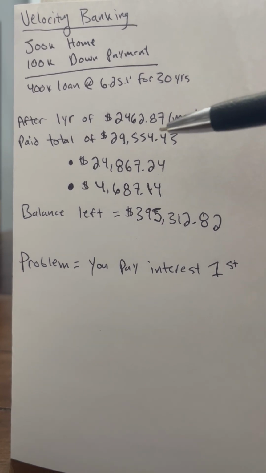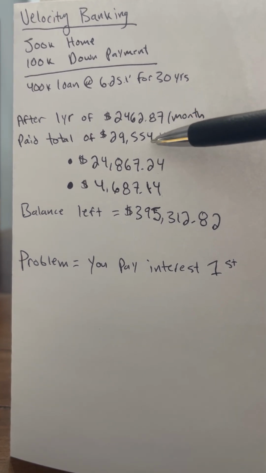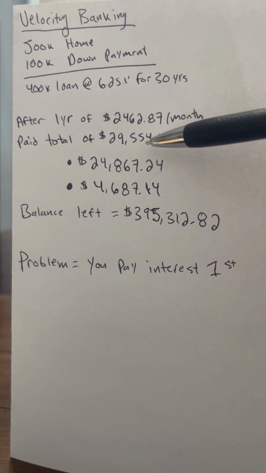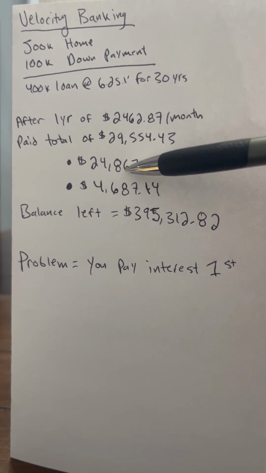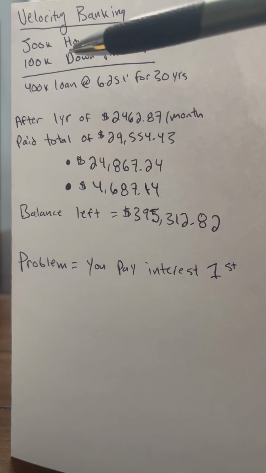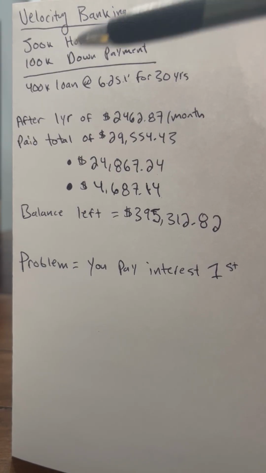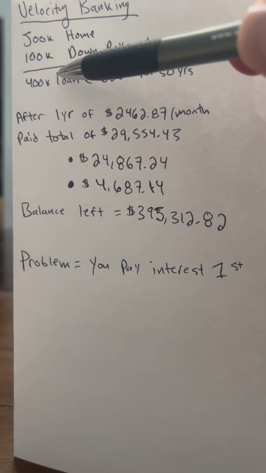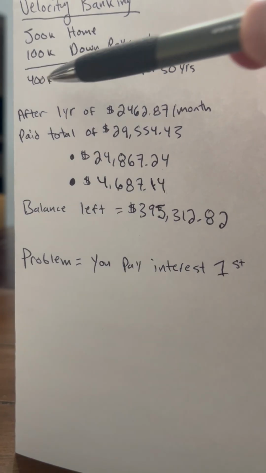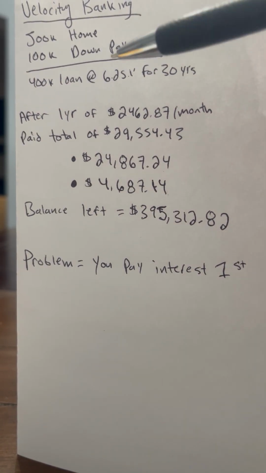Well, let's break it down. Out of that $29,000, roughly $30,000, about $25,000 went towards interest. So that went to the bank. It did nothing for your loan balance. This is called your principal loan balance. It did nothing with that.